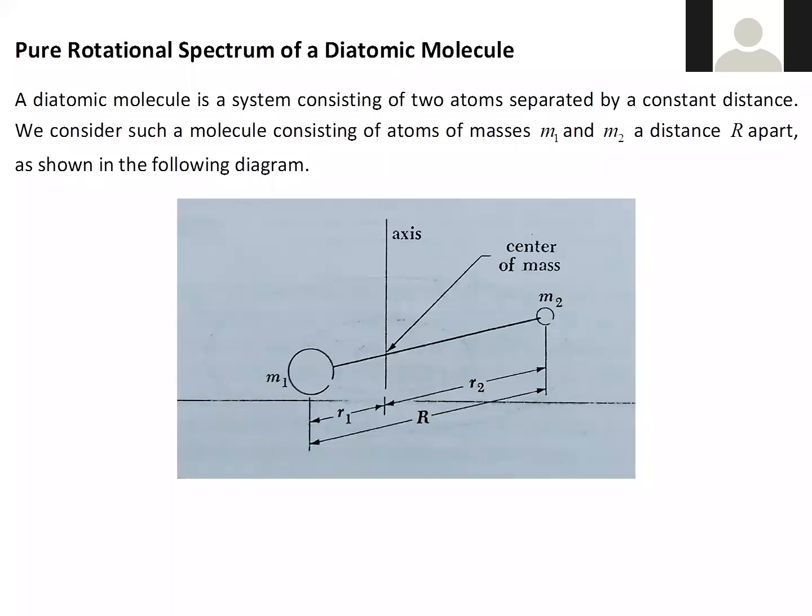So the diagram shows two atoms connected by a bond, a chemical bond. Therefore, it is an example of a diatomic molecule. The first atom has a mass of m1, the second atom has a mass m2, and these two atoms in the diatomic molecule are separated by a distance of capital R. Capital R is nothing but the distance between the two atoms in the diatomic molecule. It is also equal to bond length or bond distance.